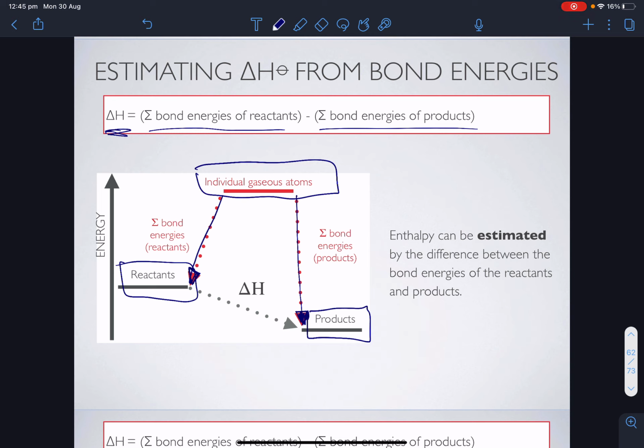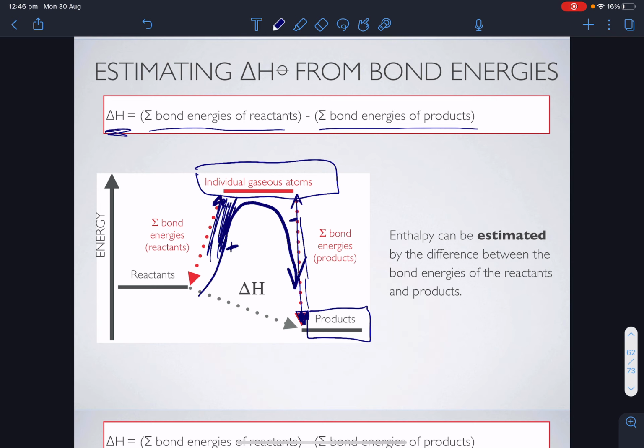Now, to go up this way and down this way, this way is going to be positive and this way is going to be negative. So we need to take the bond energy for the reactants going this way, in the positive, and then the negative this way. I think I should have done the arrows that way in my diagram. Anyway, it's the difference between the two.